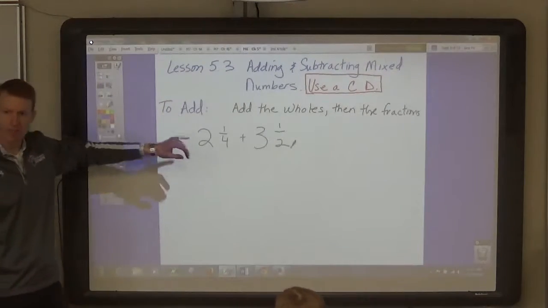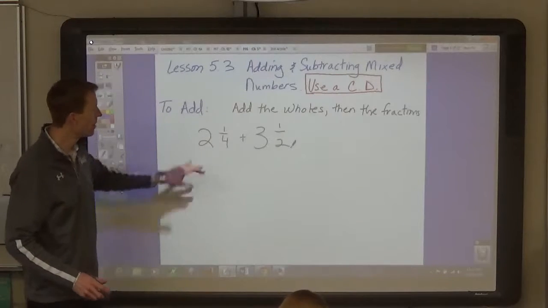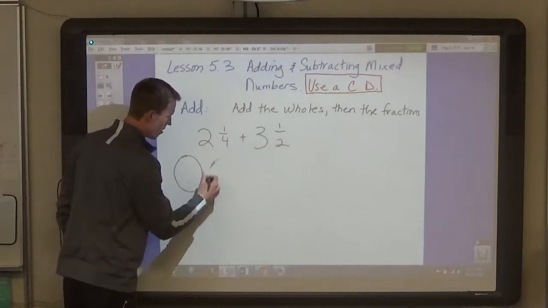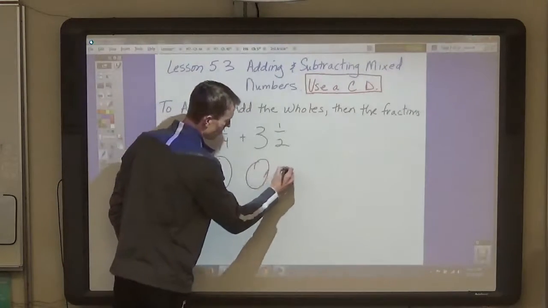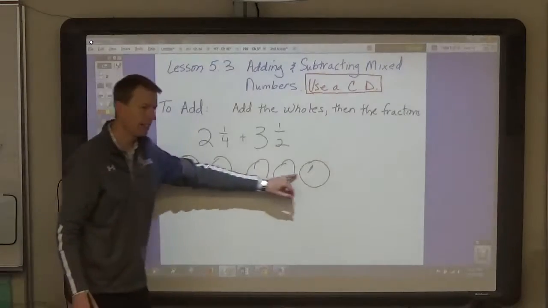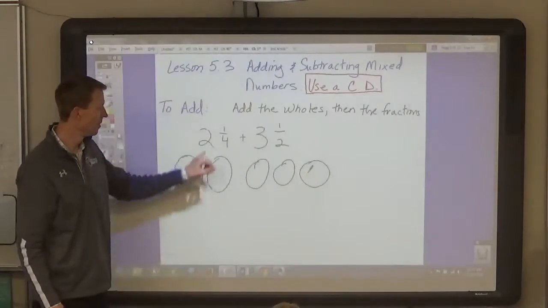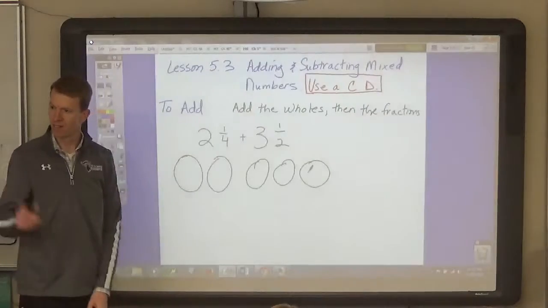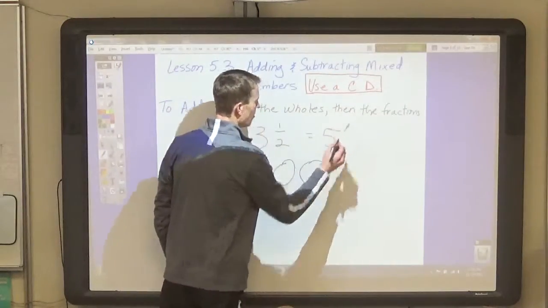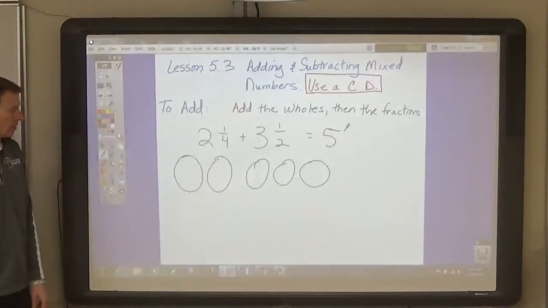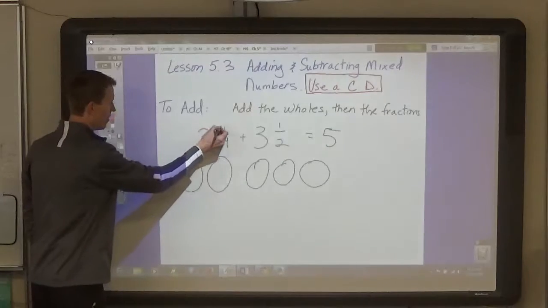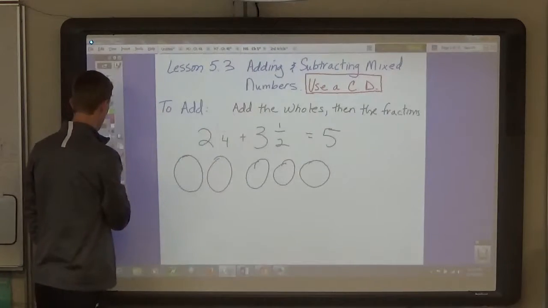When you're adding mixed numbers, you can simply add the whole numbers. Think of these as whole pizzas. And so how many whole pizzas do you have? Five whole pizzas. Okay, and then we can add the fractions. Actually, I want to change the problem a little bit. Let's make this.